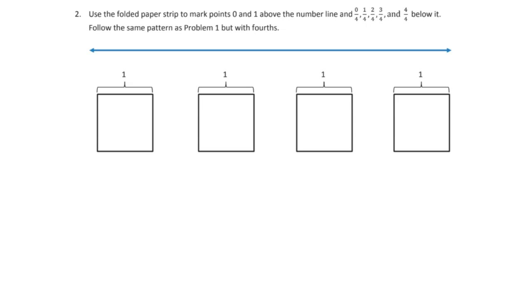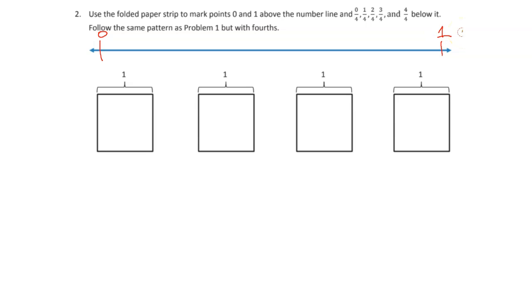Number 2 asks us to use a folded paper. We're just going to plot the points because we don't have our folded paper. So we're going to plot the points of 0 and 1 above the number line, and then our 5 fractions, 0/4, 1/4, 2/4, 3/4, and 4/4 below. So we know we have 0 and 1.